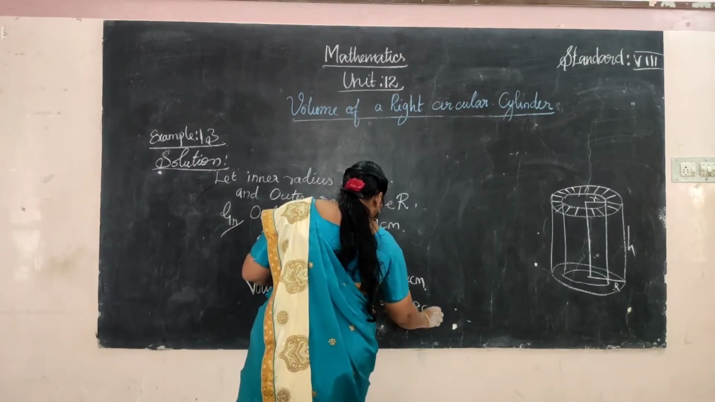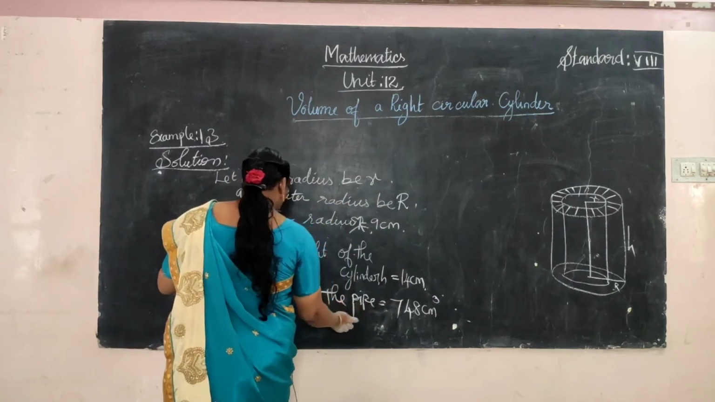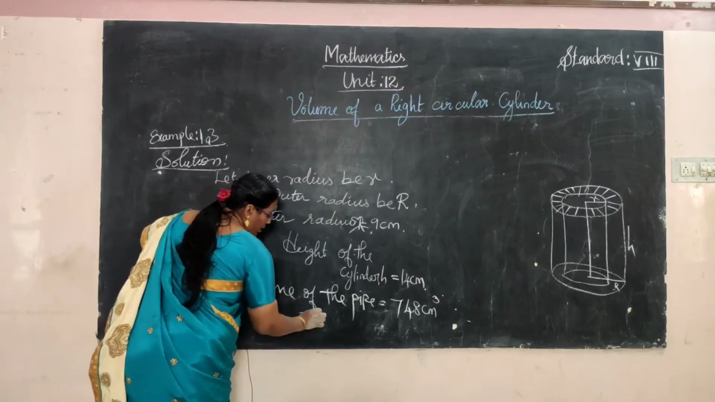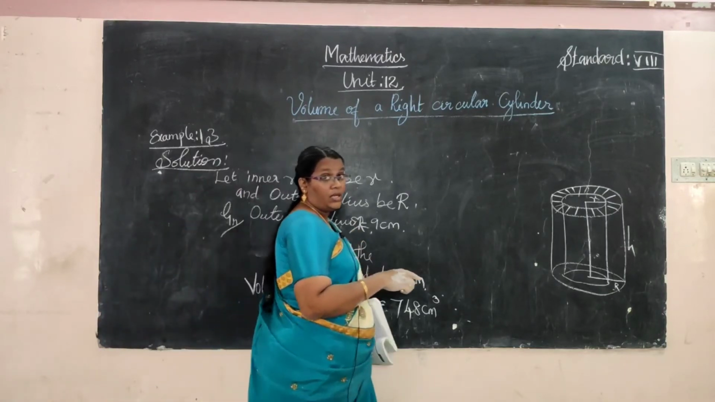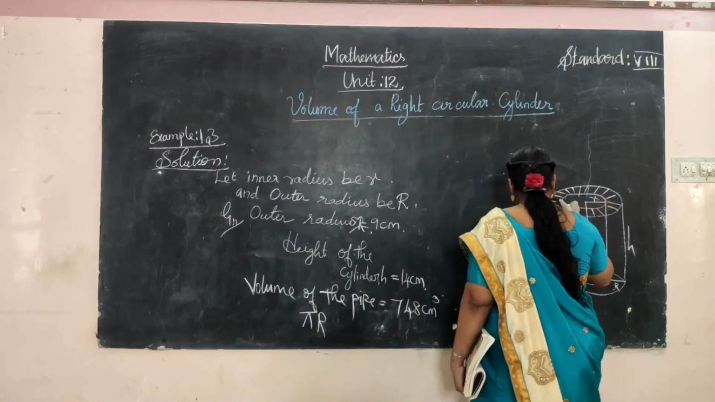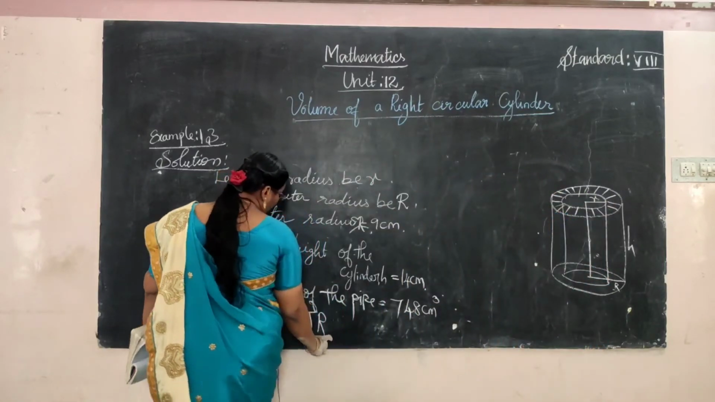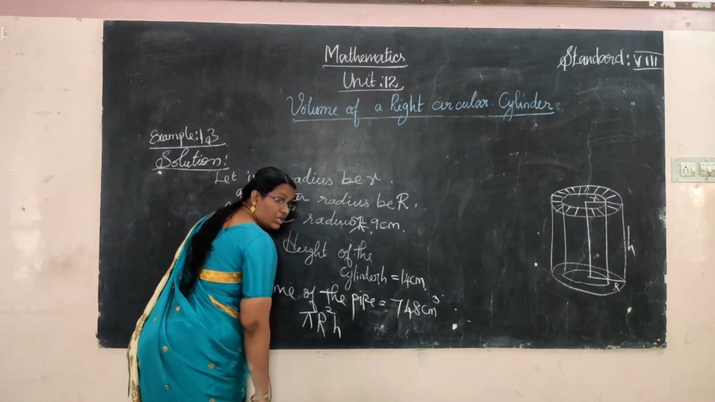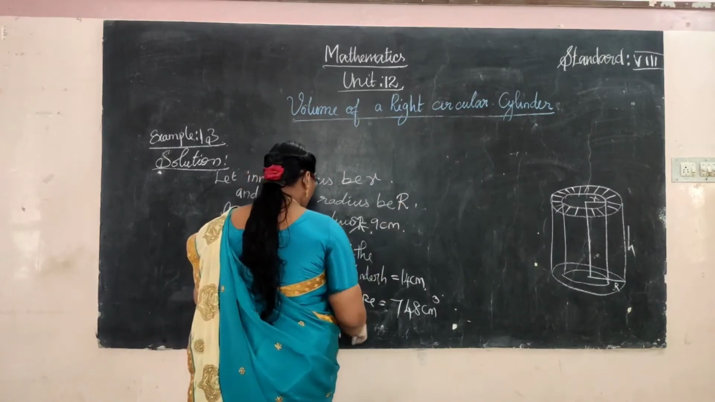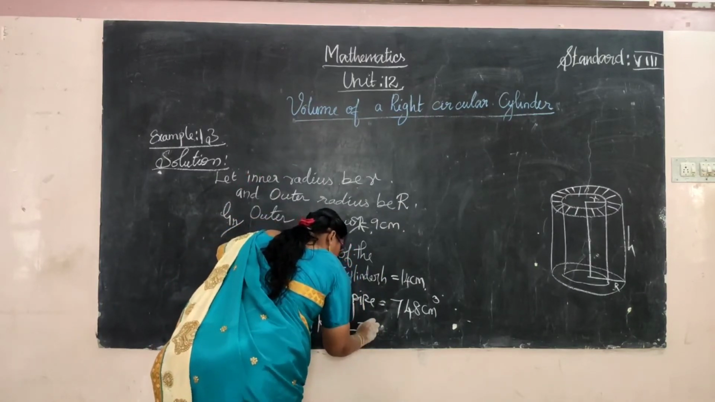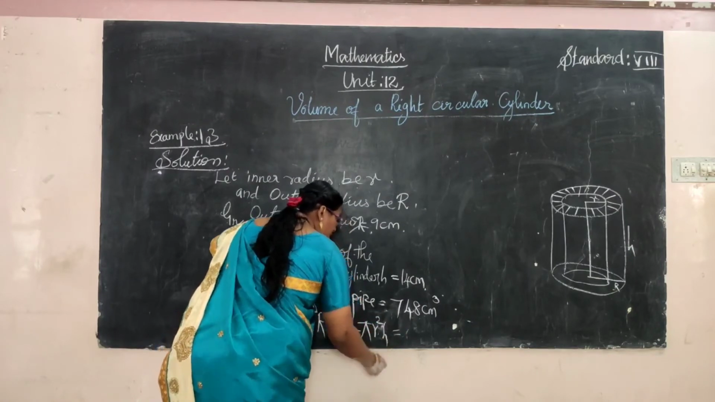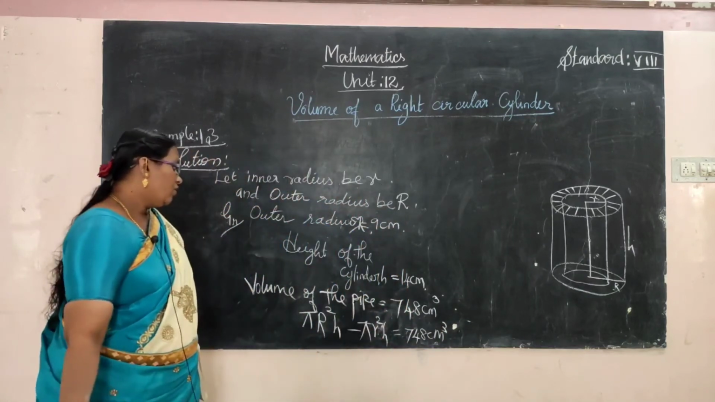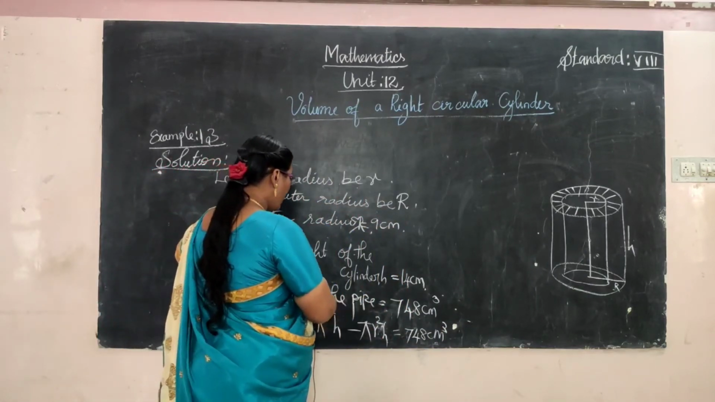So volume of the pipe is equal to 748 centimeter cube. Okay, so what is the formula for volume of the cylinder? Pi. Here they have given the hollow cylinder, so inner cylinder and outer cylinder are there. External cylinder is pi capital R squared height. Then one more is pi small r squared height. The difference is equal to 748 centimeter cube.